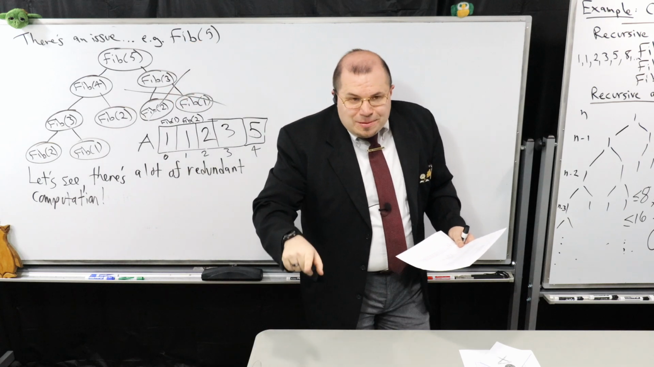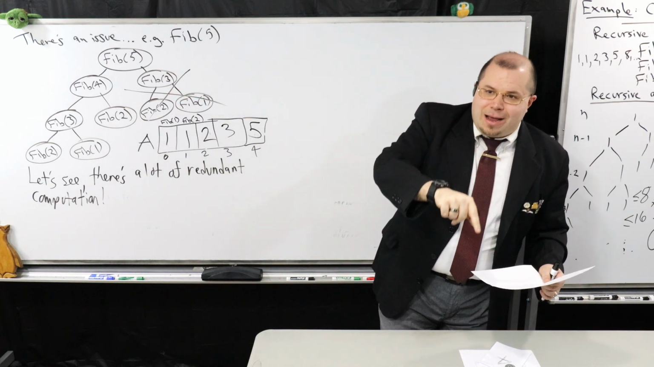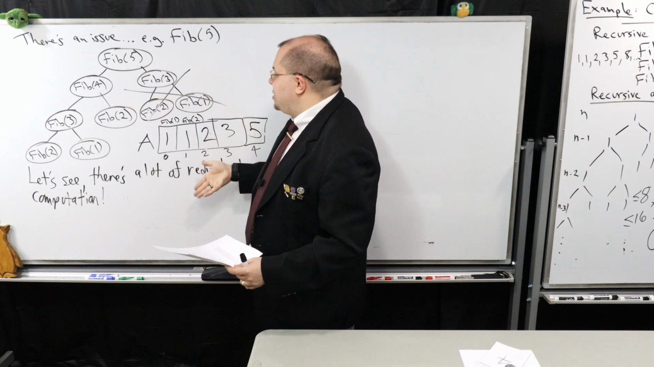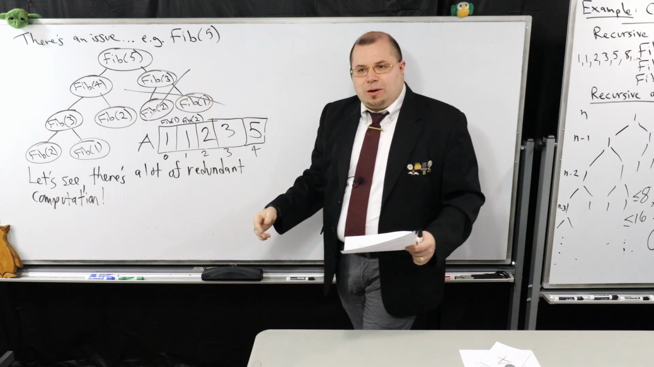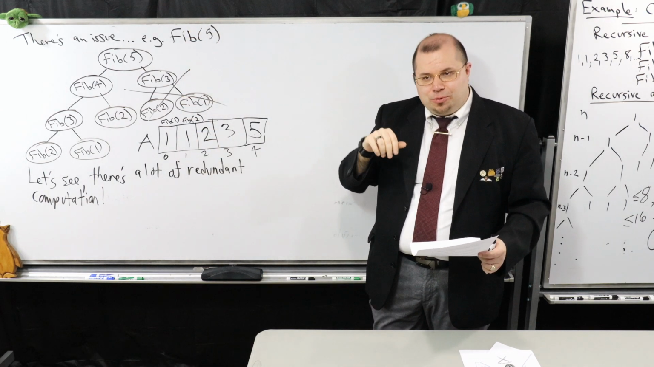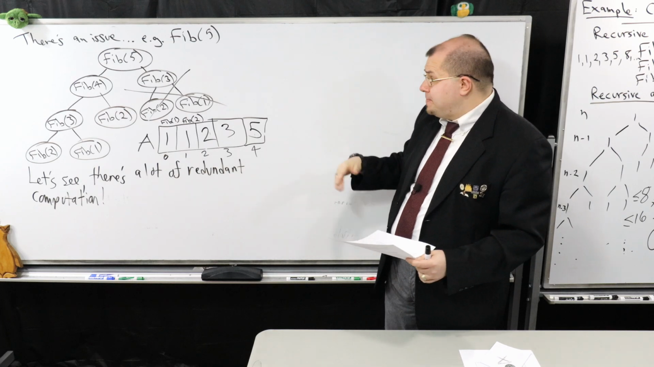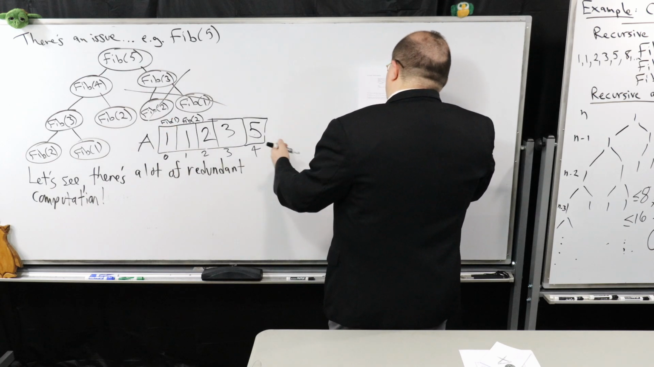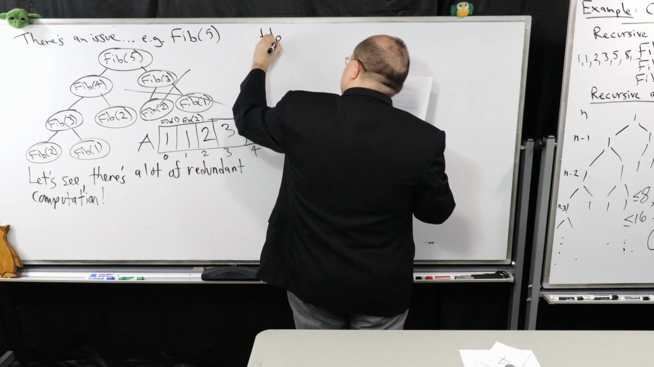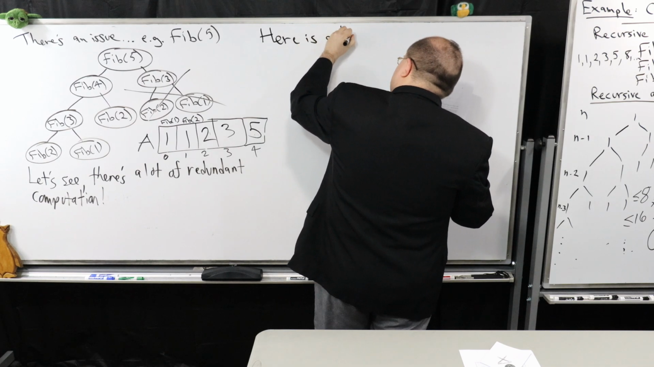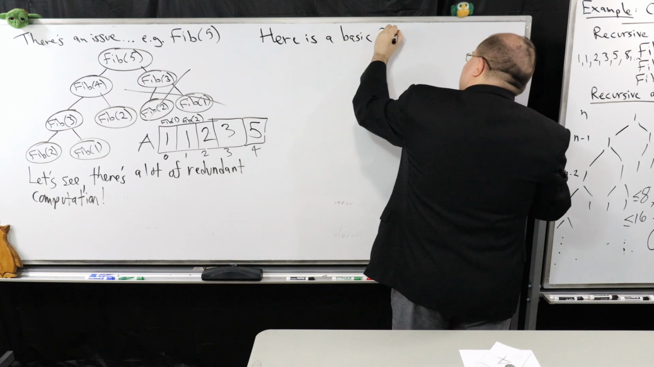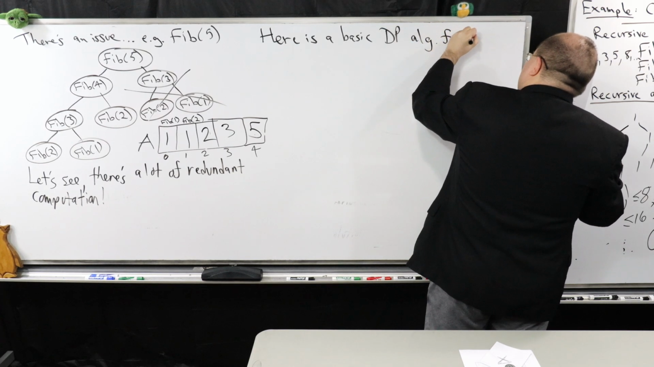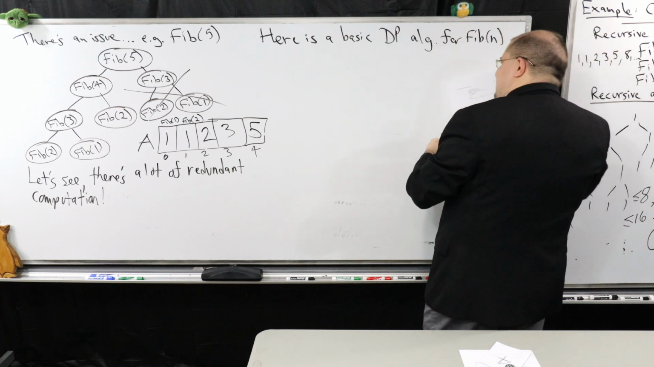So this brings me to how I can solve this problem with dynamic programming. This is me using memoization, and you can think of what we just did here as what some people refer to as top-down dynamic programming. I refer to it as memoization. So let me show you how I could approach this with dynamic programming. Here is a basic dynamic programming algorithm for fib of n. So let's talk about this.